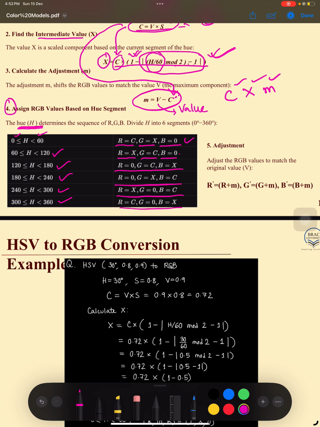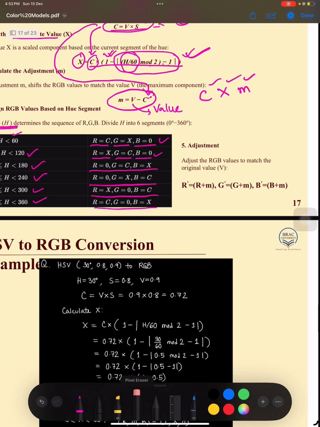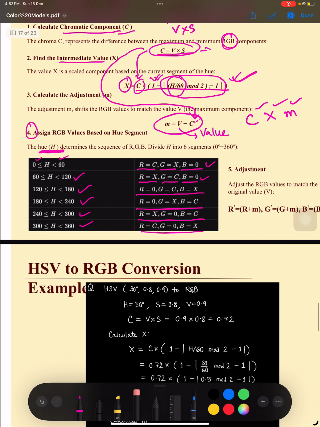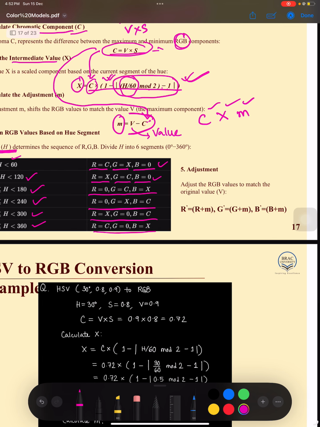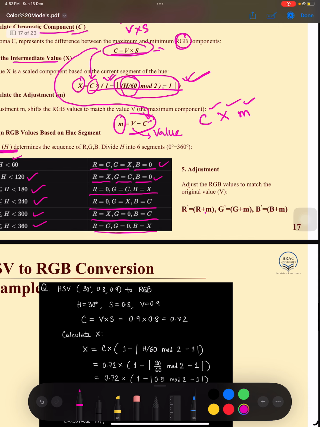After we have assigned the RGB here, the last step would be, remember how we calculated M? The last step would be to adjust the RGB values by adding M to all the RGB components we have calculated. And that would give me my final result.